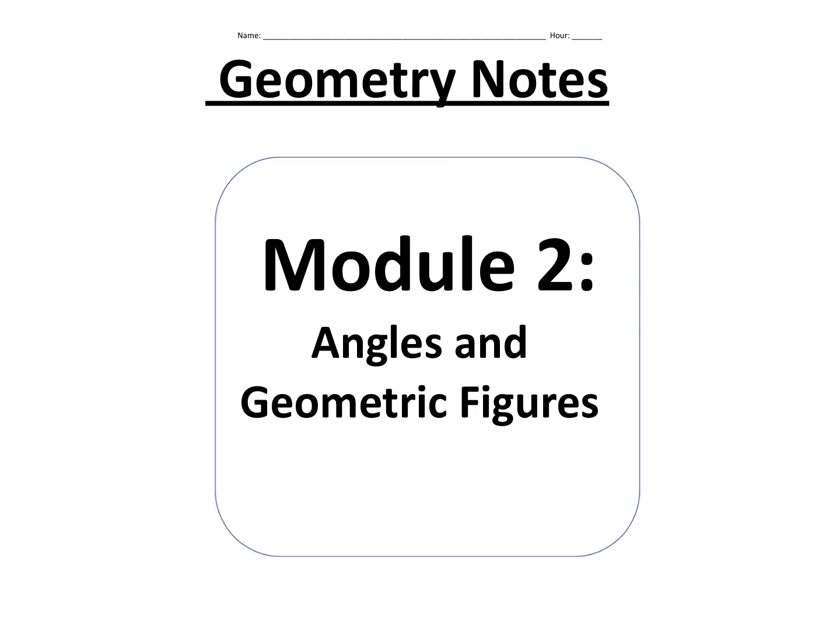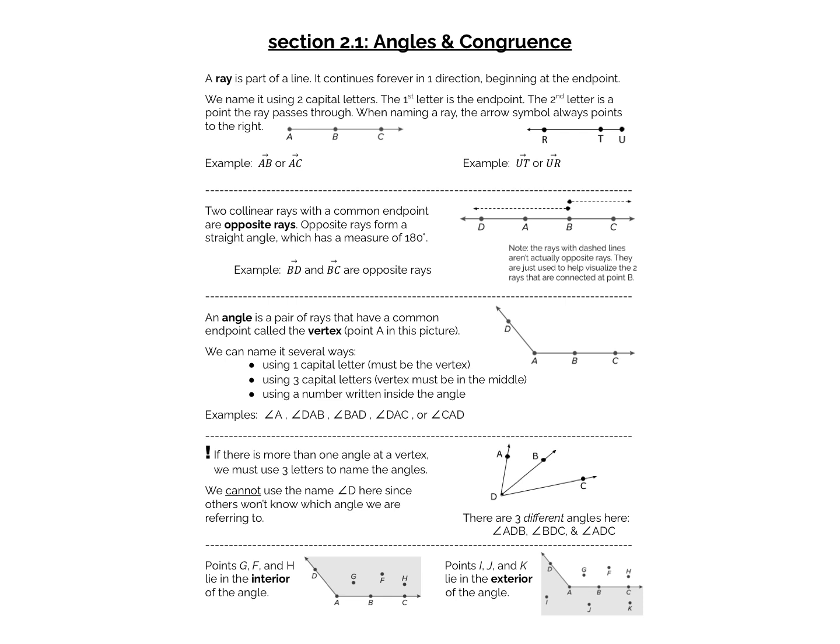Alright, today we're starting Module 2, talking about angles and geometric figures. So to start off with, we're going to just touch on what a ray is. A ray is a part of a line. It continues forever in one direction, beginning at the end point. And we name it using two capital letters.